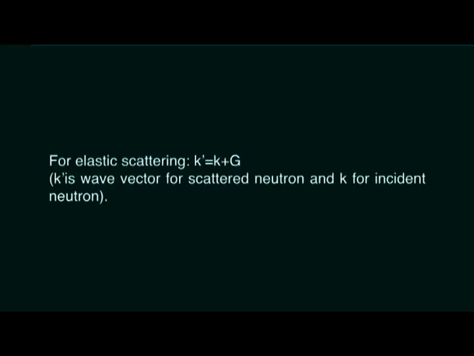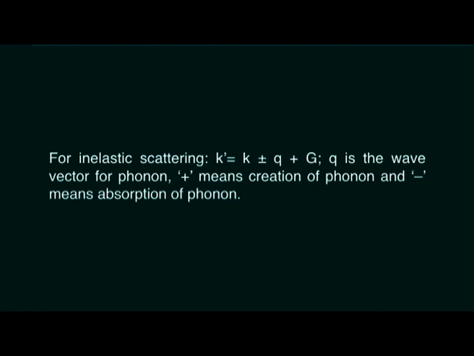So, in the case of diffraction, which we did in one of the sessions much earlier when we dealt with X-ray diffraction or neutron diffraction, the elastic scattering was important. Here, for the study of phonons, we will be taking into consideration the inelastic scattering. For elastic scattering, k dash is equal to k plus g, where k dash is the wave vector for the scattered neutron and k for the incident neutron. But for inelastic scattering, k dash is equal to k plus or minus q plus g, where q is the wave vector for the phonon, right.